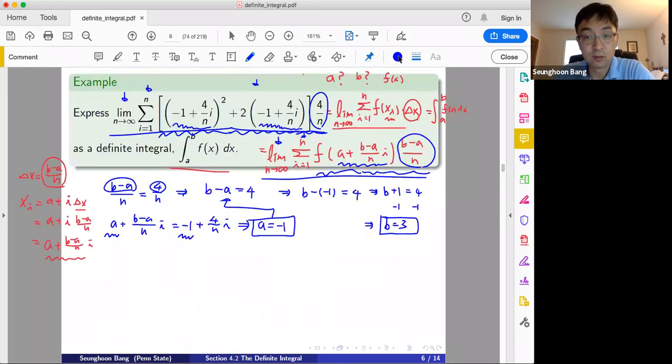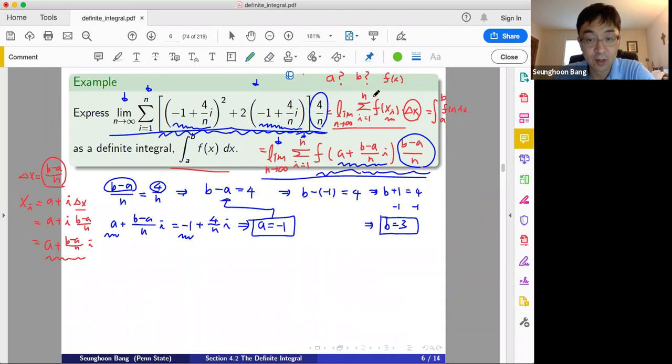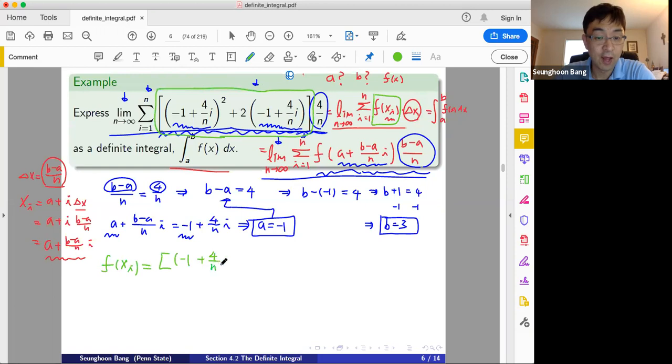The next one, what is it like? You need to find f of x. How can you find f of x? The f of x is here. This f of xi is the same as this one. You can write here, f of xi is (minus 1 plus 4 over n times i) squared plus 2 times (negative 1 plus 4 over n times i).